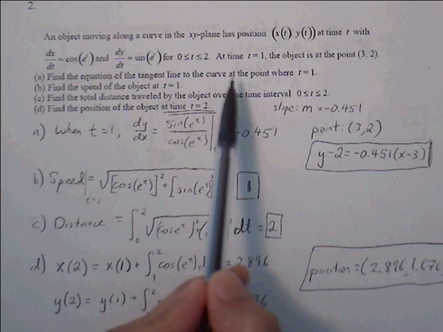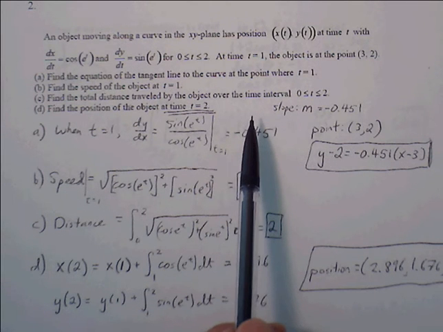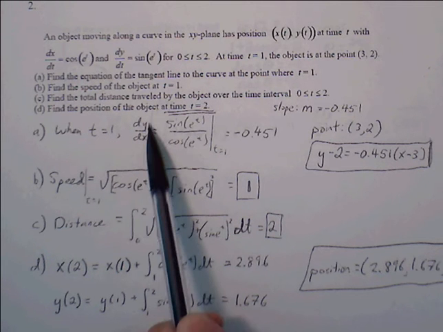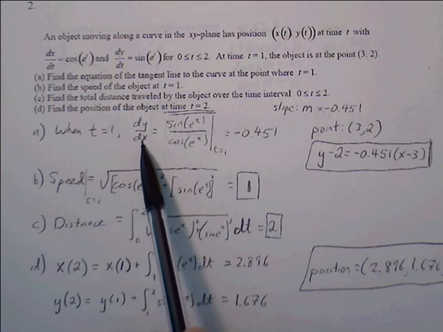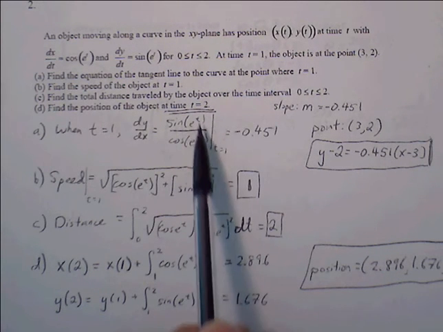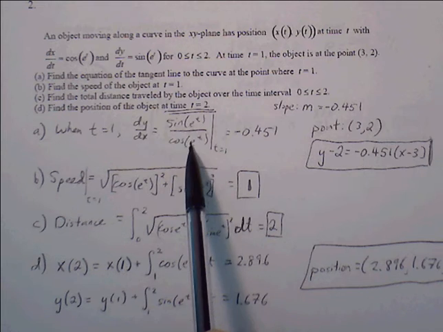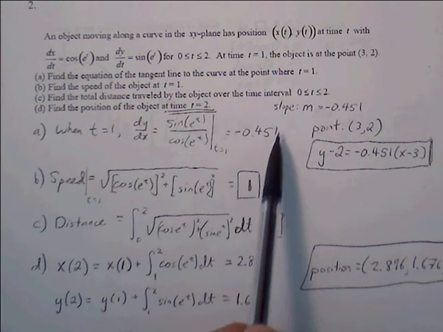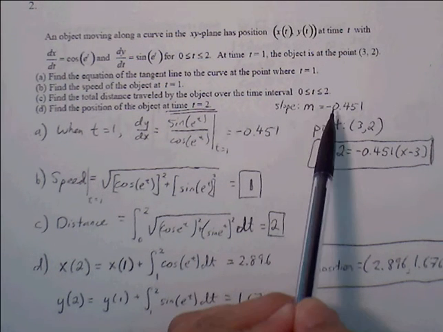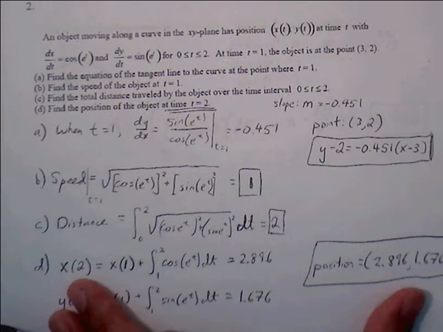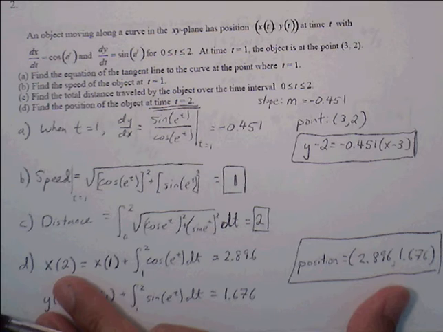So for the tangent line, we need to find the slope, and then we need to find the ordered pair. If we want to find the slope, it's dy over dx, and essentially it's dy/dt over dx/dt. So we just have to plug 1 in for the t values within each respective equation, and then we get negative 0.451. Okay, so that's our slope. Our ordered pair is (3, 2). So once we have our slope and our point, we can just put it into point-slope form.